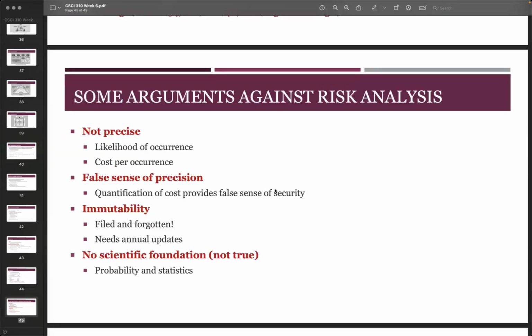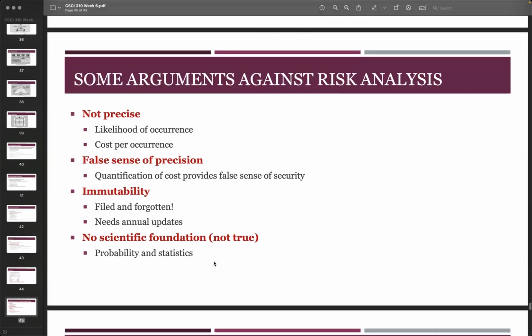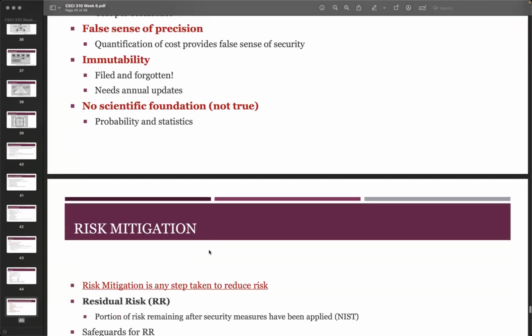So right here, there are some arguments against risk analysis. The cost per occurrence, false precision, the quantification of the cost gives a false sense of security, immutability, the analysis is forgotten and needs annual updates, something like this. No scientific foundation. So all right here.